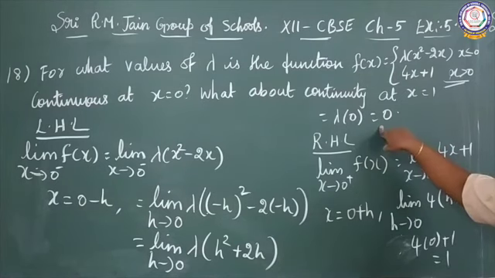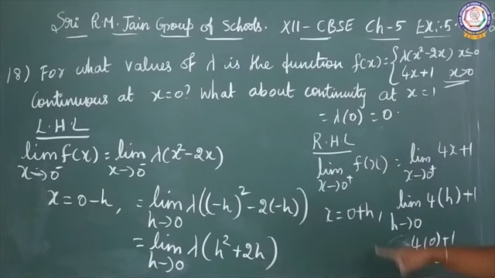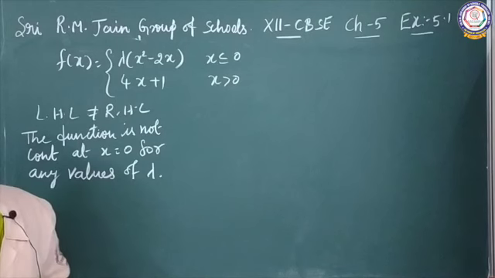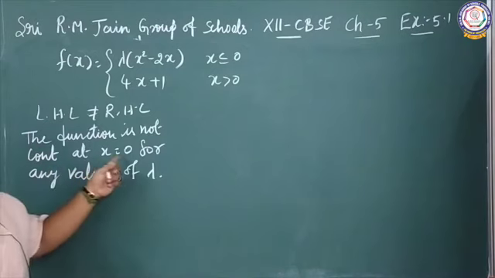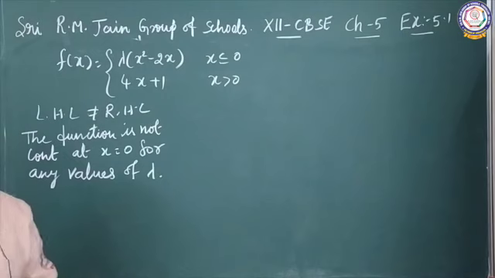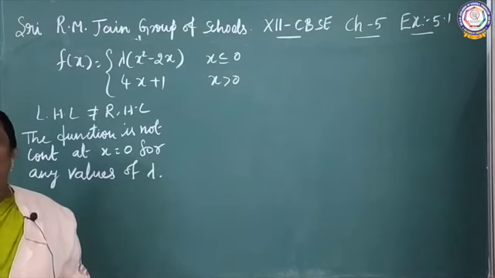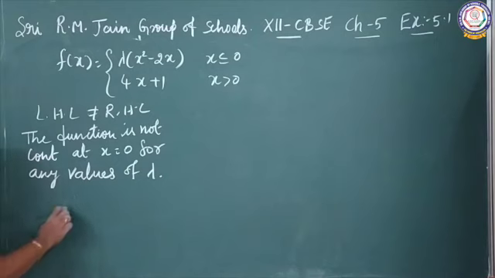See, left hand limit is 0, right hand limit is 1. Left hand limit not equal to right hand limit. The function is not continuous at x equal to 0 for any values of lambda. Now we are going to check at x equal to 1, whether it is continuous or not.